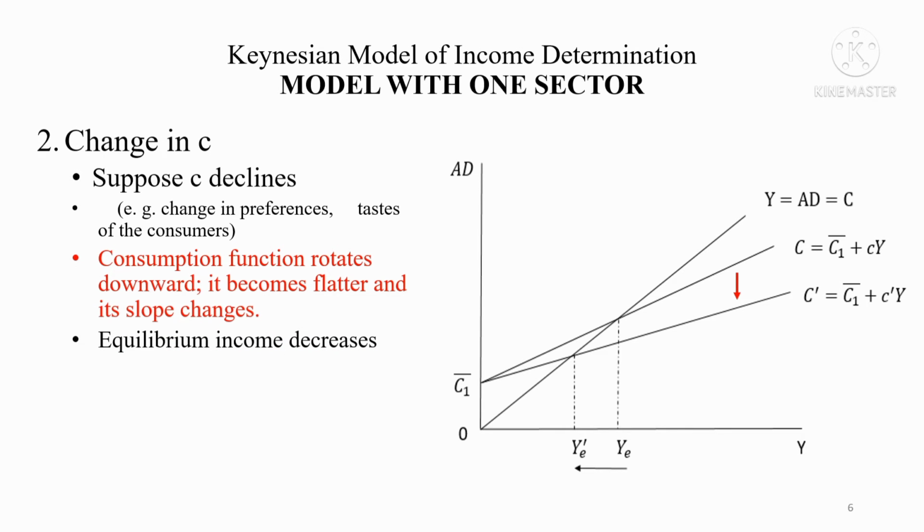Now let's evaluate the effect of a change in small c. Suppose small c declines. Let's say there was a change in preferences or tastes of the consumers. This decline in small c is depicted by a downward rotation of the consumption line. Here, the consumption line becomes flatter and its slope changes. In effect, the equilibrium income decreases from Y sub E to Y sub E prime.